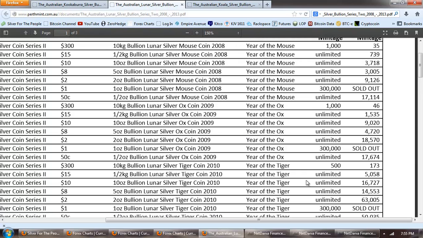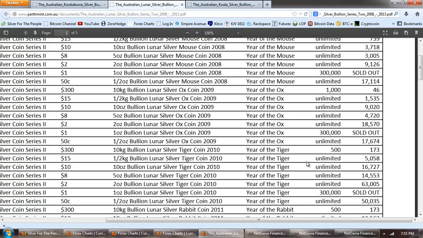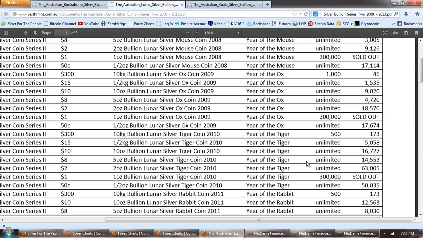That one sold out on the 1 ounce and did 17,000 on the half ounce. The next year was the big year for me. That was the year of the tiger. As soon as I saw that coin, I knew I wanted as many as I could possibly get.